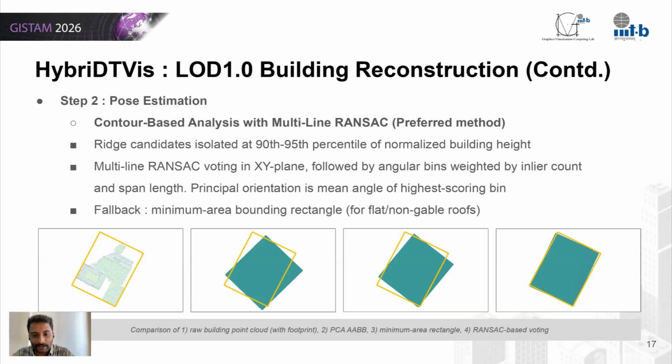The image here compares some of the previous methods. The last one is a RANSAC based method which performs well with gable roofs, but tends to have some bias towards certain directions because of the scanning artifacts from the ALS dataset itself.